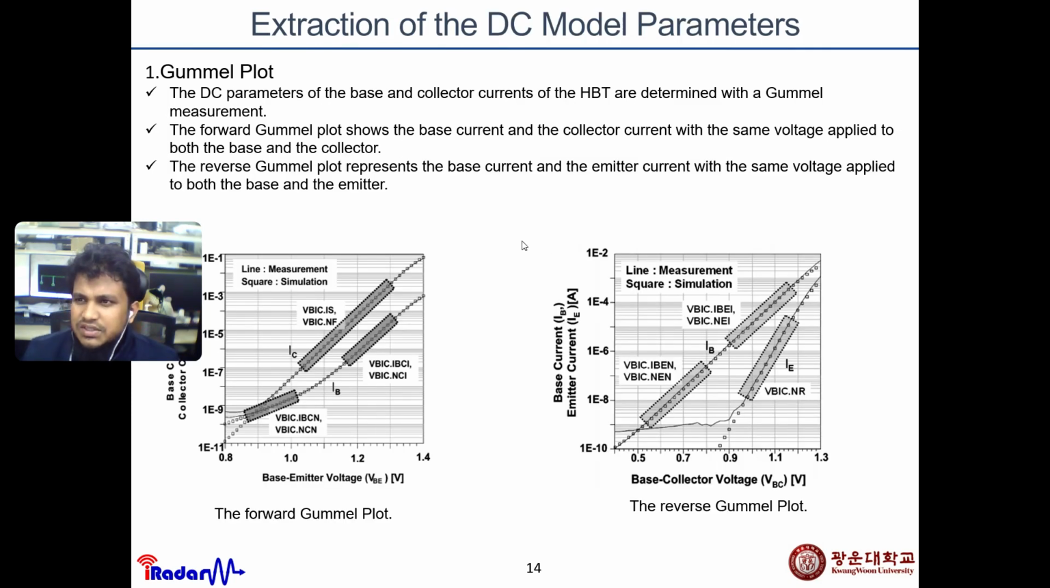So the extraction of the DC model parameters is the Gummel plot. The DC parameters of the base and collector currents of the HBT are determined from the Gummel measurement. DC, direct current parameters, means the base and collector currents, IC and IB, determined by the Gummel measurement. The forward Gummel plot shows the base current and the collector current with the same voltage applied to both base and collector. The reverse Gummel plot presents the base current and emitter current with the same voltage applied to both emitters. This is the forward Gummel plot, and this is the reverse Gummel plot. Actually, this is the relation between the base and collector.